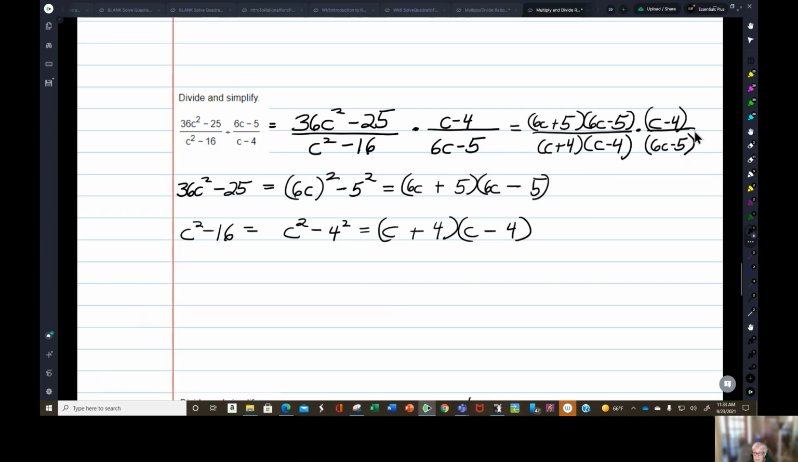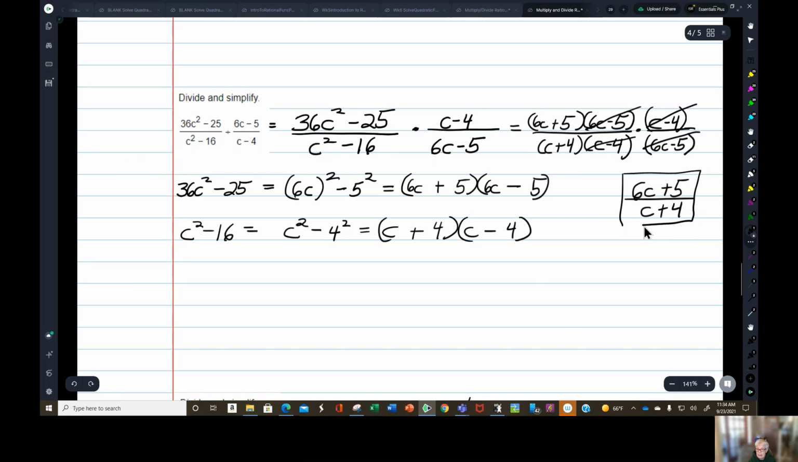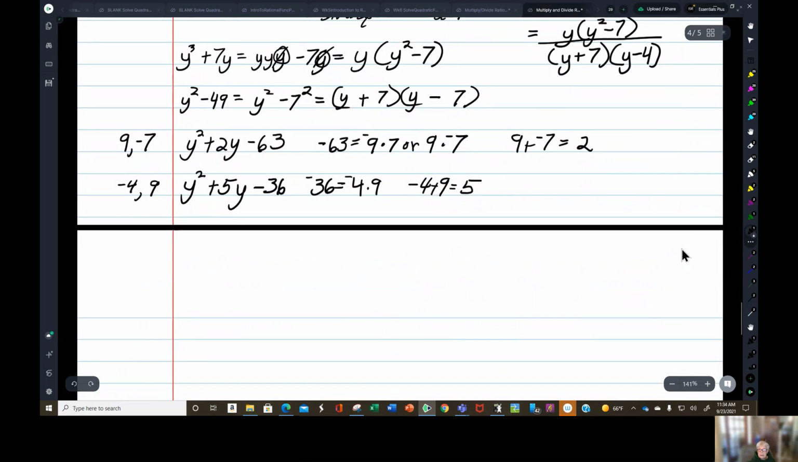And now I'm going to cancel. C minus 4 cancels with c minus 4. 6c minus 5 cancels with 6c minus 5. And so our final answer is 6c plus 5 over c plus 4. Ta-da! And I should have put a box around the others.